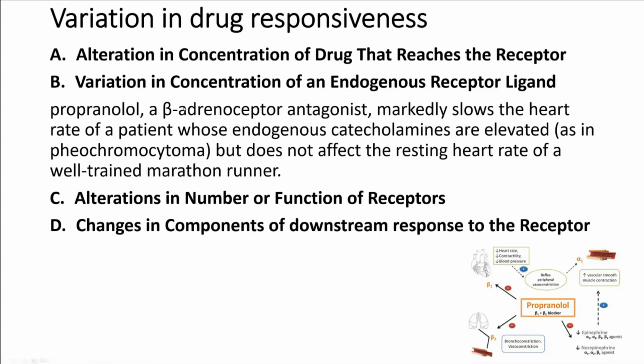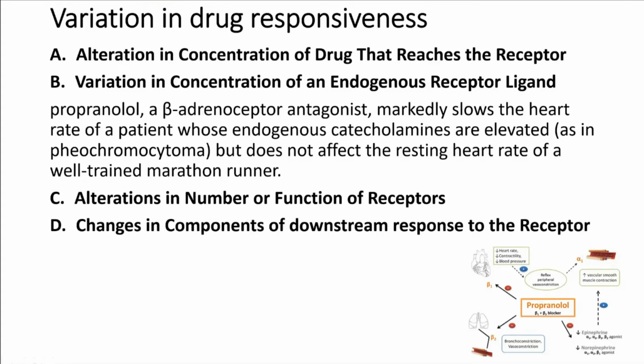So, for example, propanol is a beta blocker, and it slows the heart rate for a normal patient, or sorry, for someone who has a high catecholamine, like epinephrine, norepinephrine, meaning it lowers their heart rate for someone who's hypertensive.